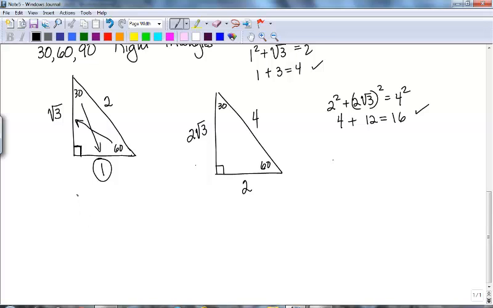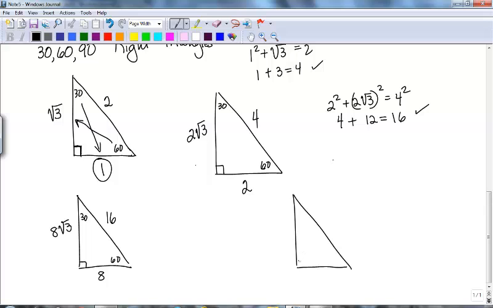Let's say I change it. Let's say I gave you the hypotenuse as 16. I would go from the hypotenuse to the shorter leg first. So the shorter leg is half the hypotenuse. The longer leg is radical 3 times that shorter leg. 8 radical 3.